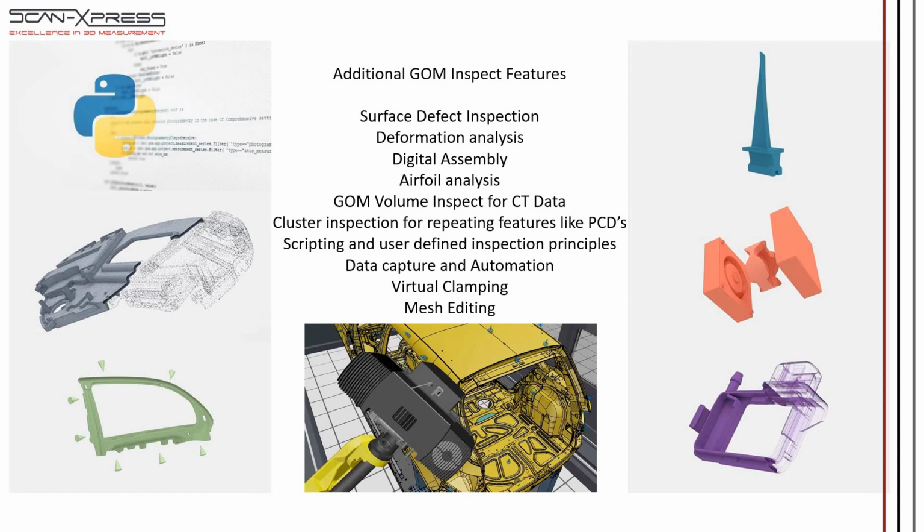GOM Inspect Suite is a complete inspection software, and we don't have the time to go through every feature. Some other key features of the software include surface defect inspection, deformation analysis, digital assembly, airfoil analysis, GOM Volume Inspect for CT data, cluster inspection for repeating features like PCDs, scripting and user-defined inspection principles, data capture and automation, virtual clamping, and mesh editing. Please feel free to ask us any questions on these features or contact us after the webinar for more information.